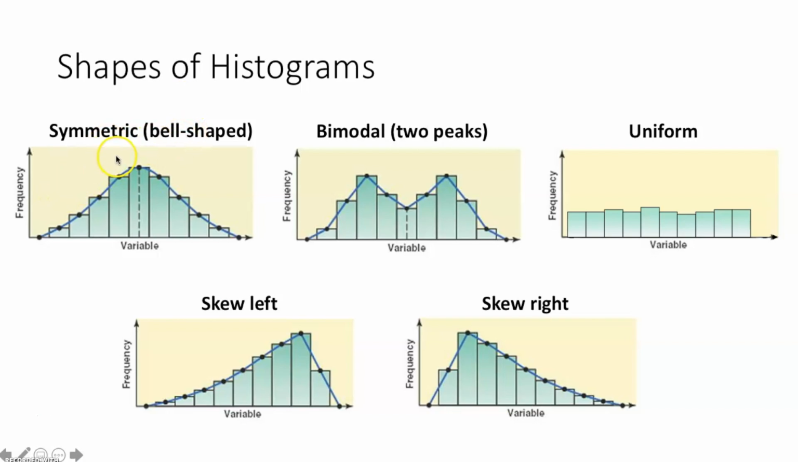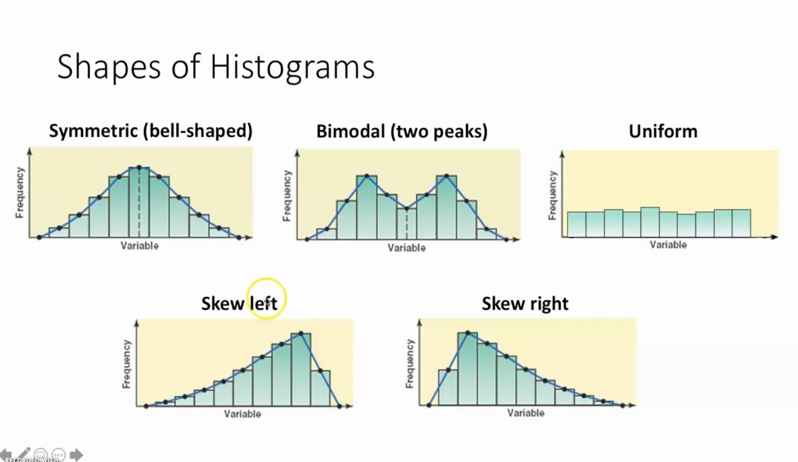There is a symmetric histogram, or bell-shaped, where you can see that it peaks in the middle, kind of looks like a mountain. The bimodal, or two peaks histogram has, as you guessed it, two peaks. A uniform histogram is the same frequency, more or less, all the way across the board.